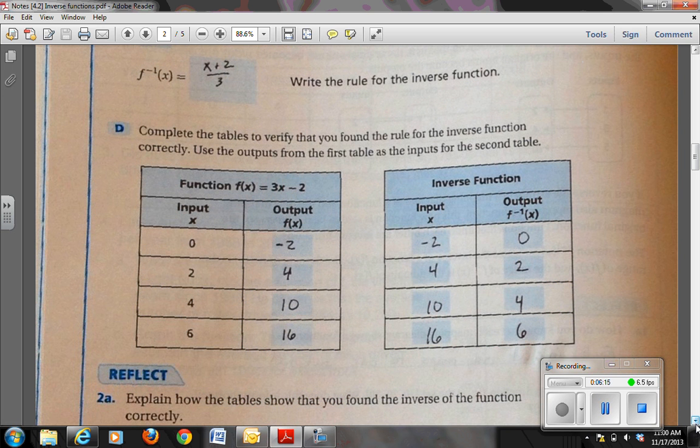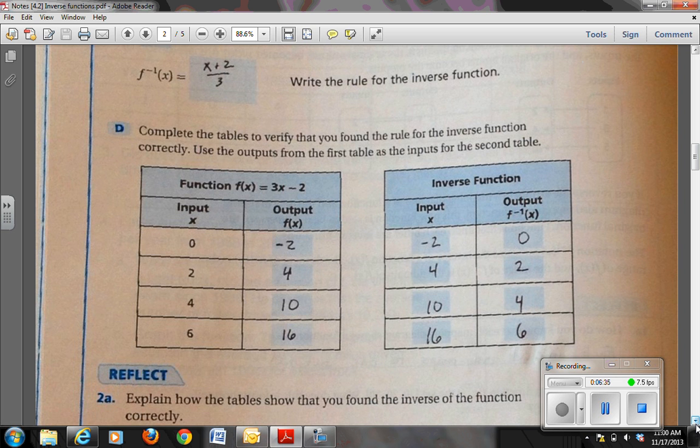In our original function f, if I plug 0 in for x, 3 times 0 minus 2 is negative 2. Then 3 times 2 minus 2 is 4, and 3 times 4 minus 2 is 10, and 3 times 6 minus 2 is 16. So this is my input-output table, or my x and y table, for my original function f.